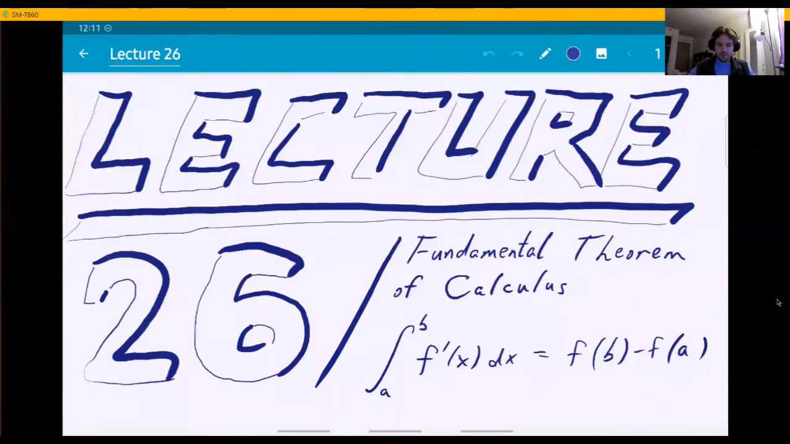Hello everyone, welcome to lecture number 26, Fundamental Theorem of Calculus. You can think of this as the crowning achievement of this course. As you can see from the little symbol that I include here, this is going to be a theorem relating integrals and derivatives.